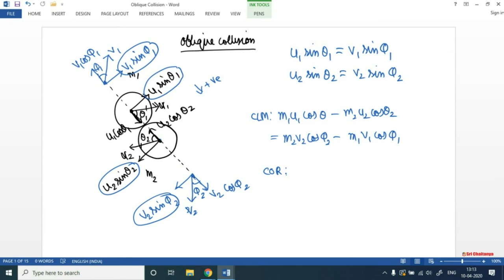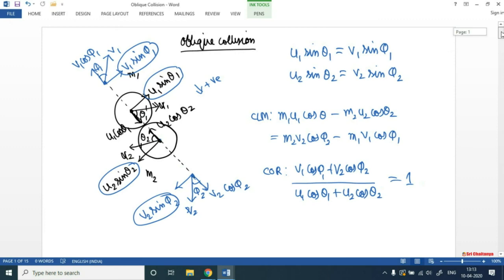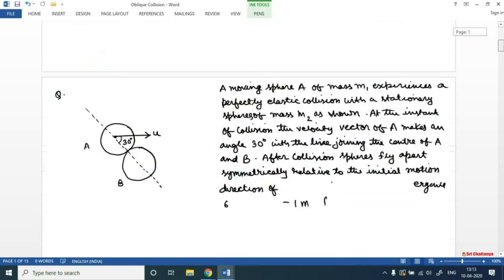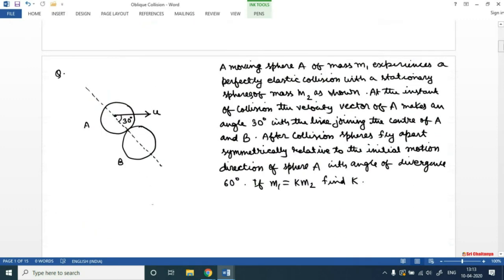So here the velocity of separation definitely is v1 cos phi 1 plus v2 cos phi 2, and the velocity of approach is nothing but u1 cos theta 1 plus u2 cos theta 2, and that will be equal to 1. So that is for oblique collision. So let's try to solve a few questions over here.